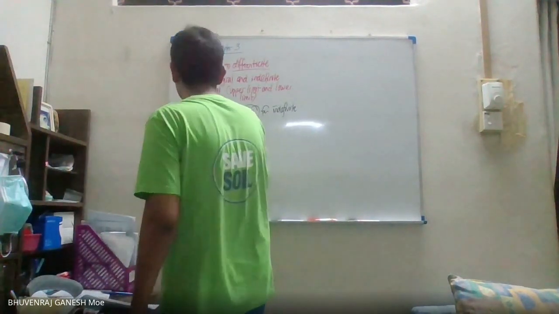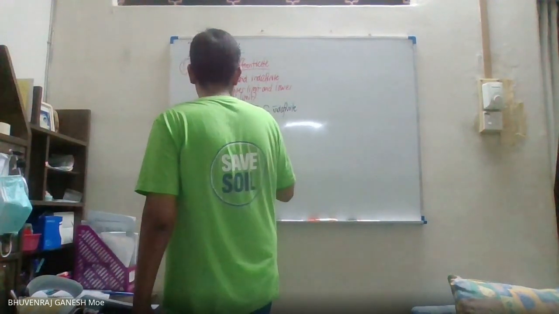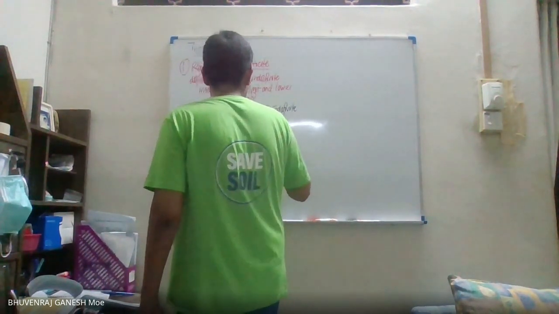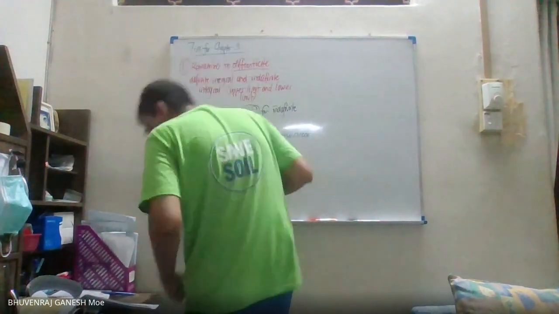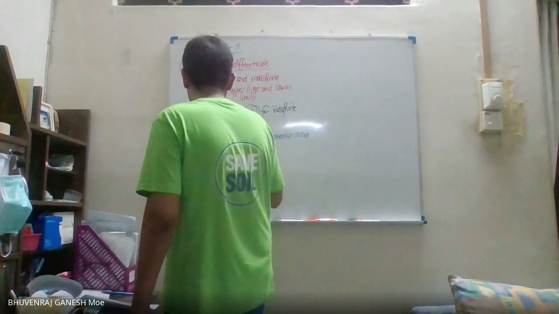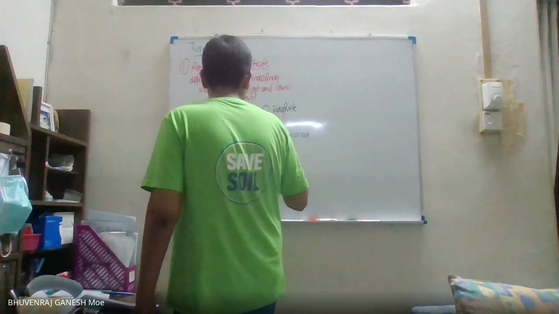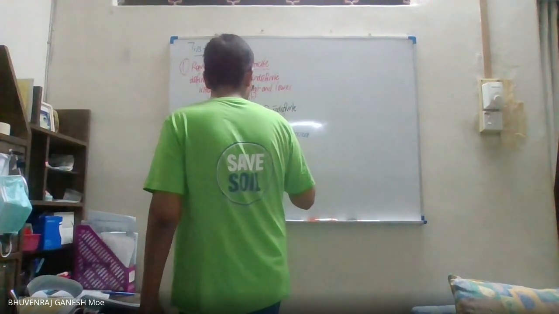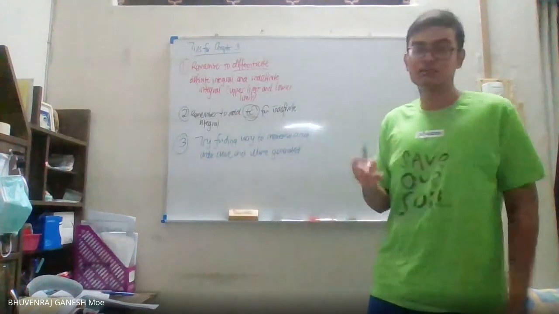So the third one is try finding a way to memorize your area formula. The one I showed just now, right? Memorize area under curve and volume generated. I think just now I told you how to memorize, right? dy means with respect to y, and dx means with respect to x. So that's how you remember the formula.